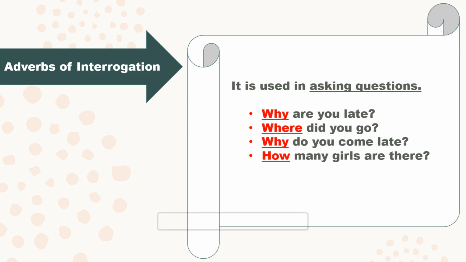Now adverbs of interrogation. Adverbs of interrogation are those adverbs which are used in asking questions, so they are called adverbs of interrogation. You will see at the end if a question mark is there, and these words are mostly WH words which are used in questions. Now, first one, why are you late? So here, why is adverb. Where did you go? Where is adverb. Third question, why do you come late? Here why is adverb. And the last one, how many girls are there? How is adverb. So these are adverbs of interrogation which are used in asking questions.